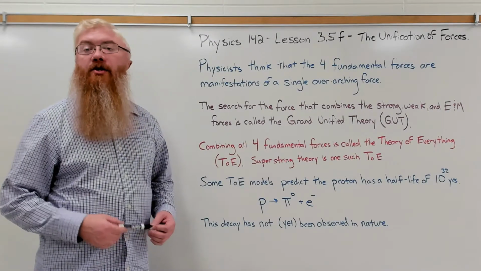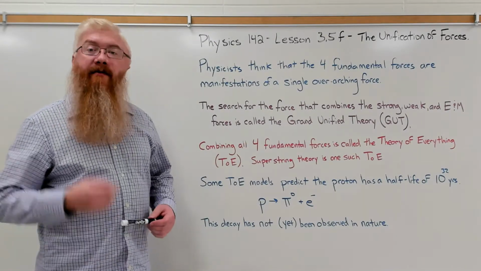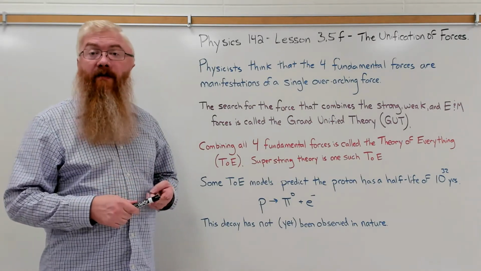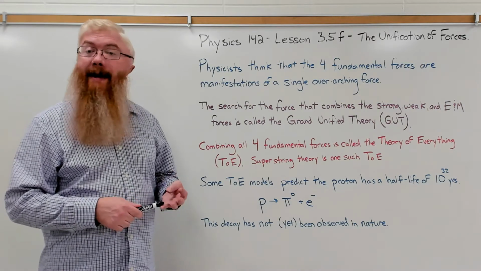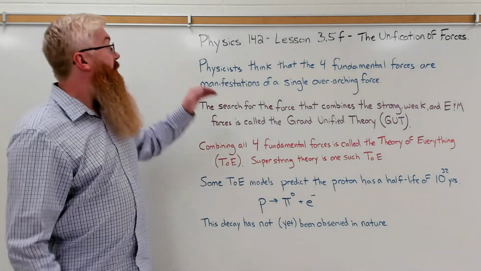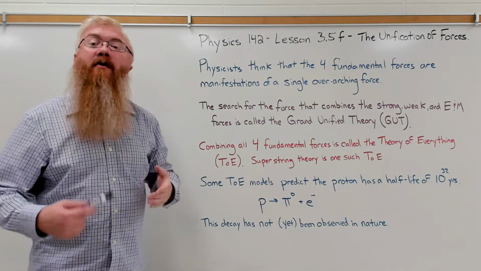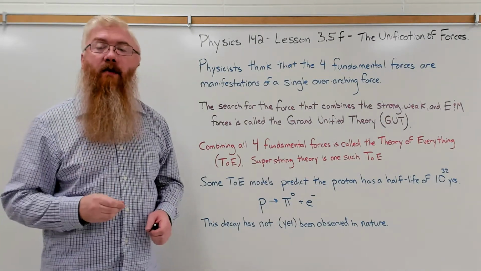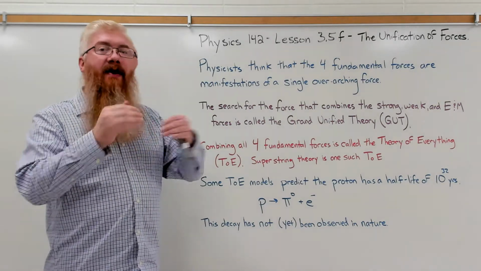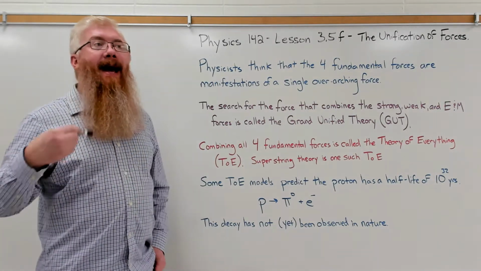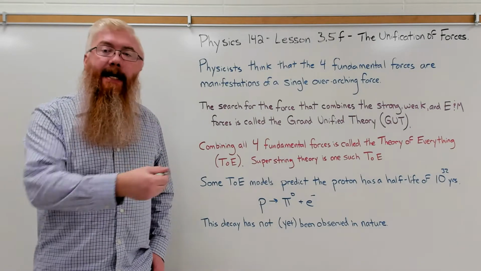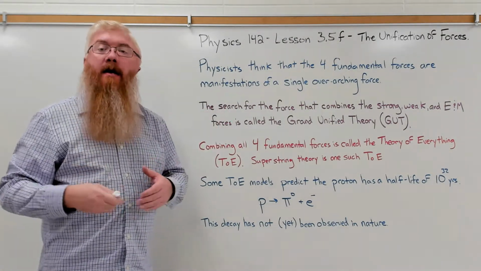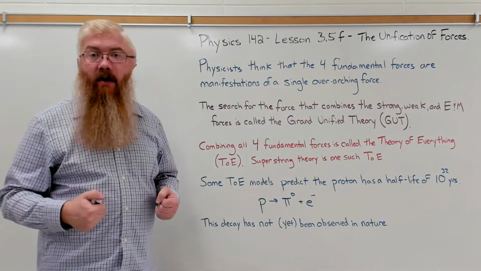So in these last few chapters of the textbook, we learned that there are four fundamental forces in the universe: the nuclear strong force, the nuclear weak force, the electromagnetic force, and gravity. Now, physicists think that these four fundamental forces are actually manifestations of a single underlying force, different ways of interacting with matter. And as the universe aged after the Big Bang, these four forces broke apart from one another, leading to the forces we see today in the universe.